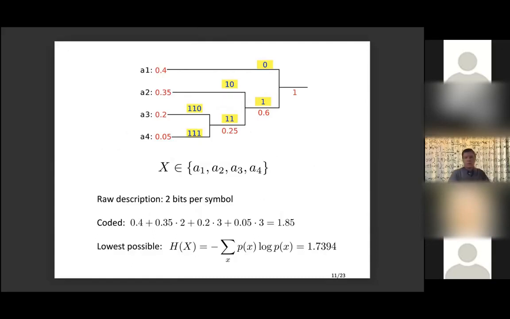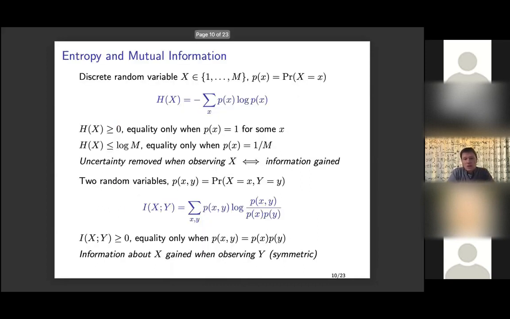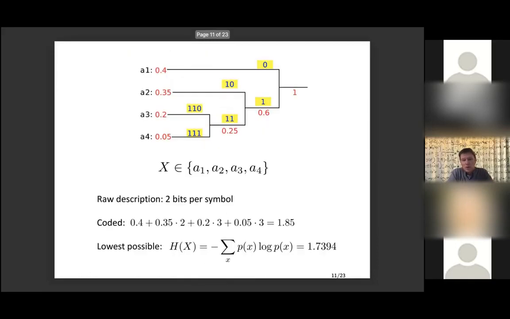Let's see if I have time. Yes, probably. So let me illustrate also a more operational meaning for entropy. Most of you have probably seen something like this. As I said, the intuitive meaning of entropy is the uncertainty removed when you observe a random variable, or information gained. A slightly more operational meaning relates to, as I said before, how much you can compress information.